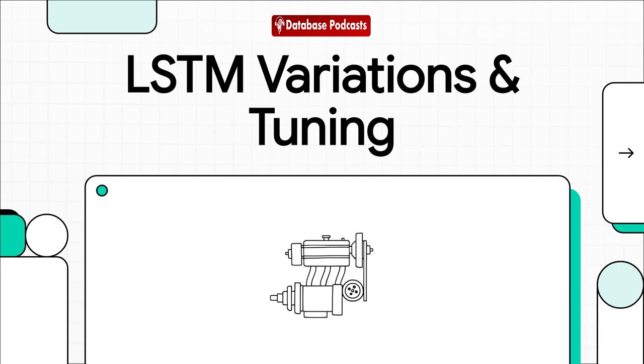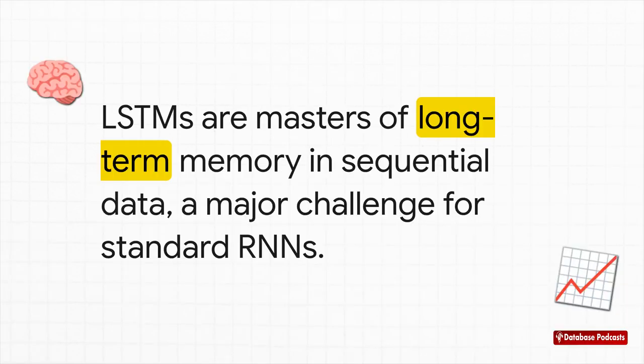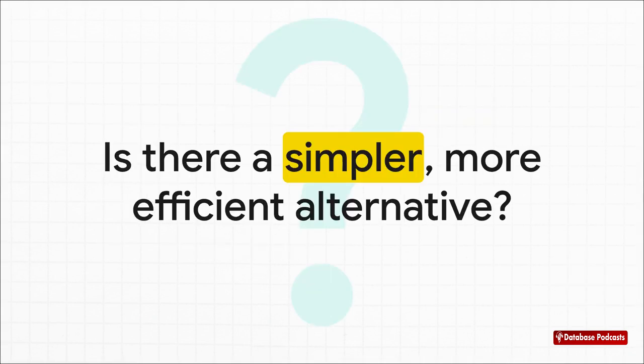All right, welcome. If you're working with sequence data, you're in the right place. Today, we're diving into some powerful variations of LSTMs and, more importantly, how to get the absolute best performance out of them. So you know about long short-term memory networks, LSTMs, right? They are absolutely fantastic at remembering information over long stretches, which, as you know, is a huge headache for standard recurrent neural networks.